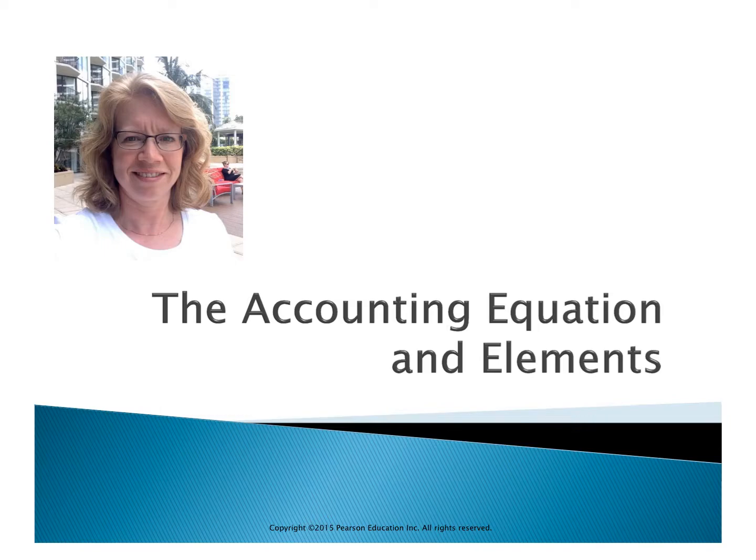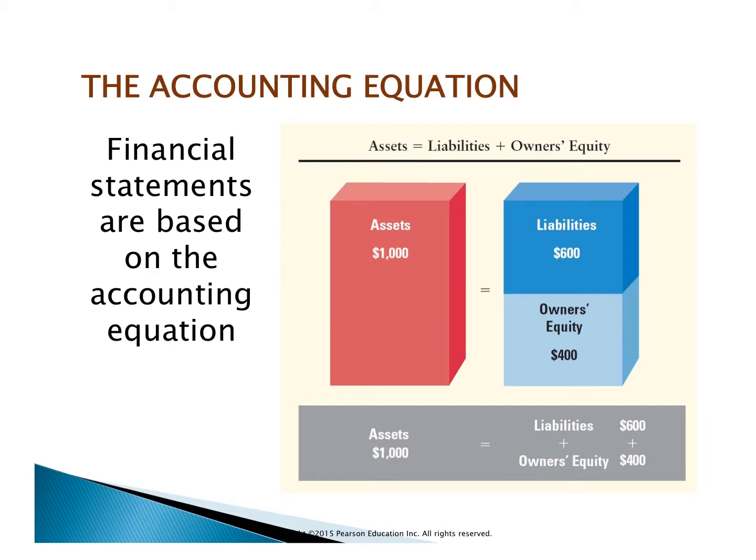The accounting equation and its elements. Financial statements are based on the accounting equation. The accounting equation shows the relationship among assets, liabilities, and owner's equity, and is shown as assets equal liabilities plus owner's equity. As pictured here, assets appear on the left side and liabilities and owner's equity on the right.